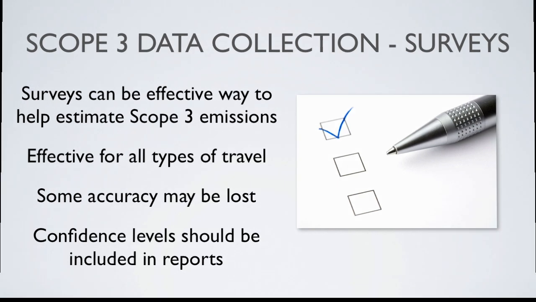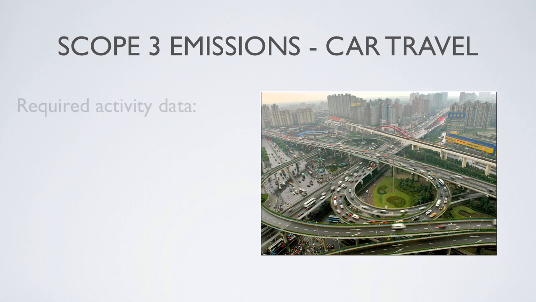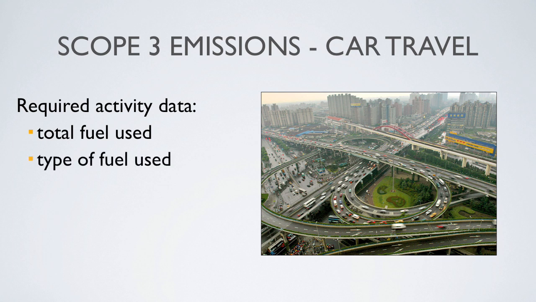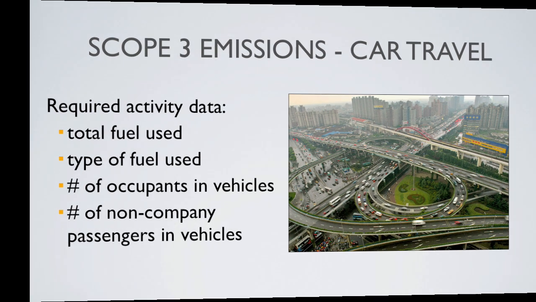In the case of car travel, the activity data required for calculating emissions is total fuel use in gallons or liters, type of fuel, such as gasoline, diesel, E85, natural gas, the number of occupants typically in the vehicle, and if travelers include non-company staff, that should be recorded in order to properly calculate the share of emissions attributable to the company. There are two general ways to obtain fuel data.